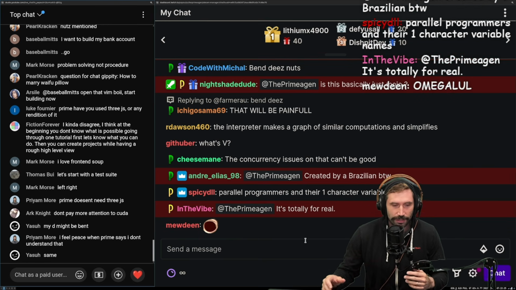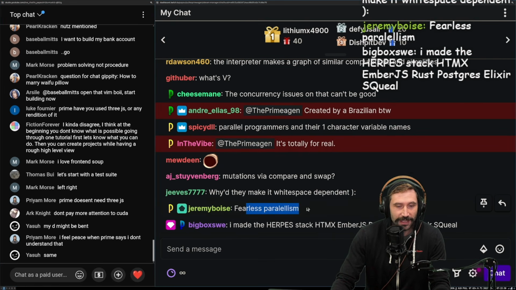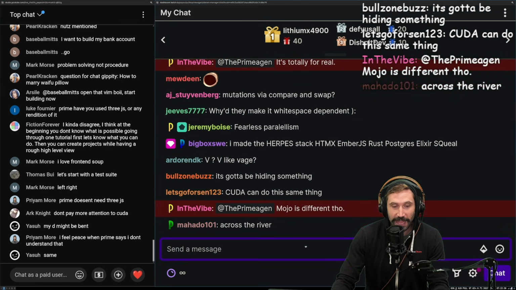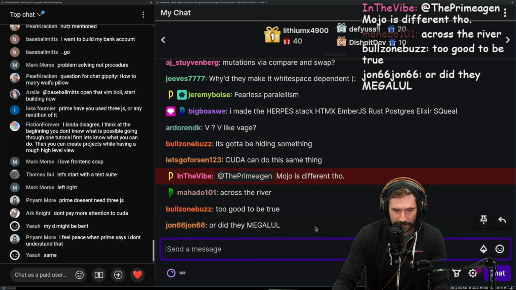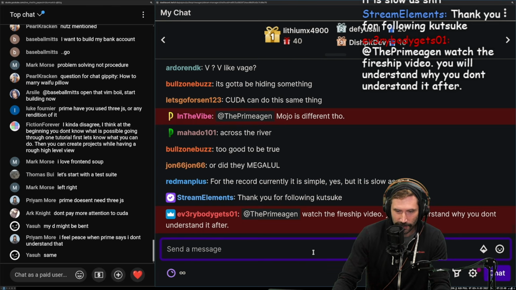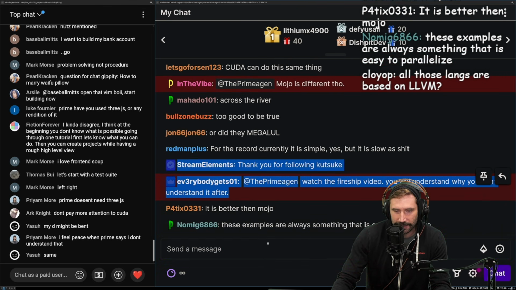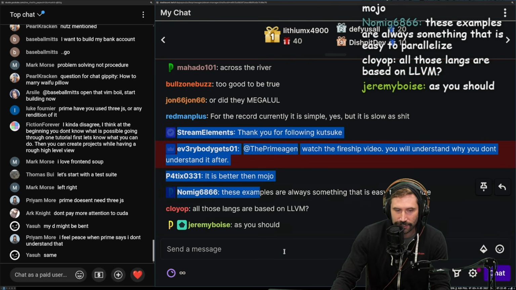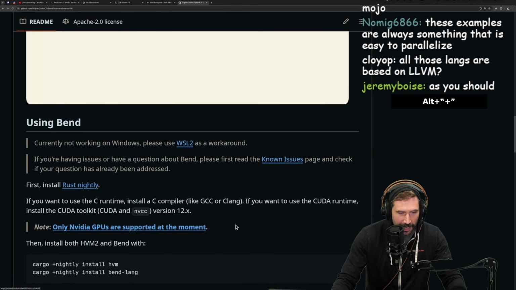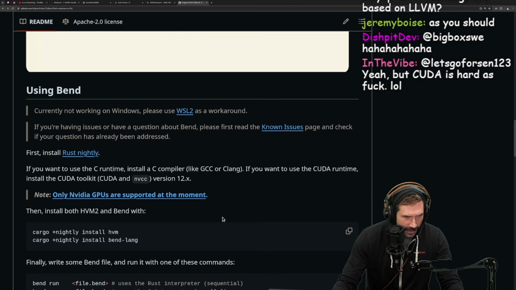Okay, it's totally real. Right? Like Mojo's attempting to do the same thing. Fearless parallelism? I know. I fear parallelism. Okay, I fear it. Mojo is different, though. Oh, I know Mojo is different, but Mojo's attempting to make Python fast as well. I know. Don't worry. We like to look at the GitHub thing, okay? It makes it more fun to start with the GitHub page and read about it and have an idea going into it. You know what I mean?